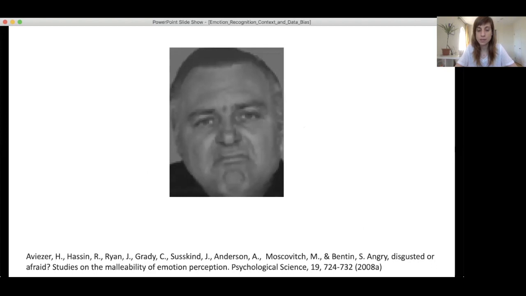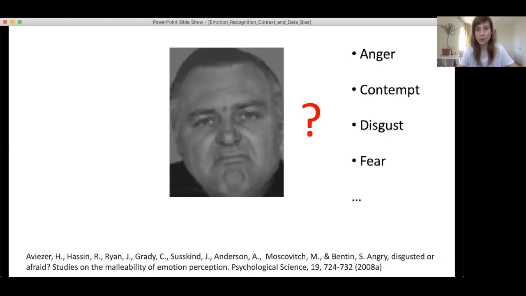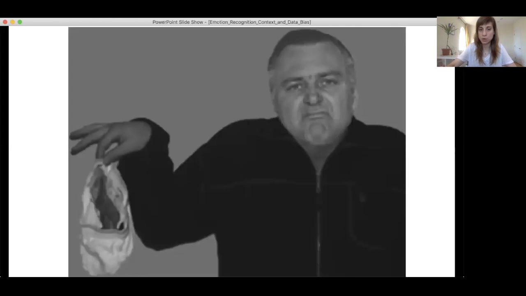I'm going to show you some images that are from studies that Khalil Abizieh and his colleagues were performing when trying to understand the influence of context in emotion perception. In this case, they were showing participants images like the one I show here, and they were asking people to say, what emotion do you see in this facial expression? It could be anger, it could be contempt, disgust, fear. I'm sure that if I ask you, we will not agree on what this facial expression is showing in terms of emotions. But what happens if we see more context?